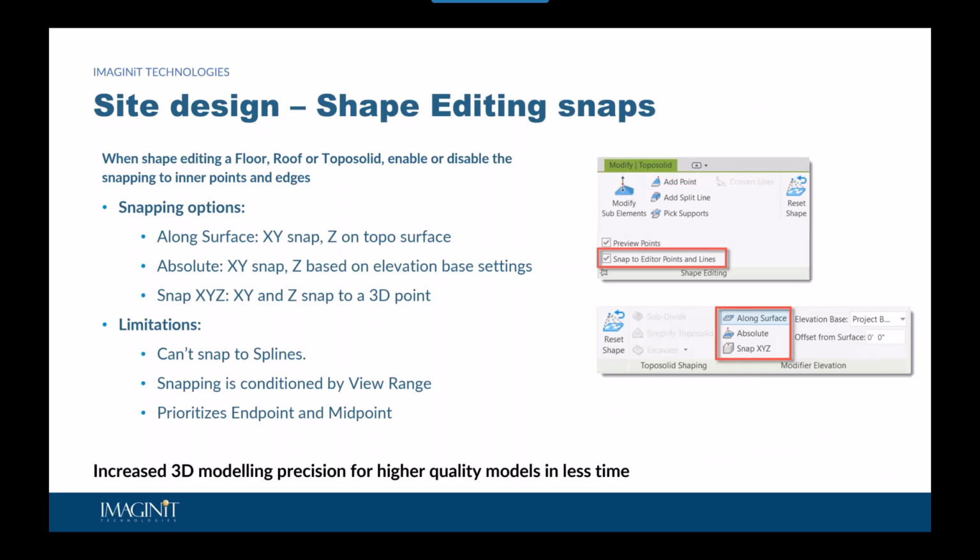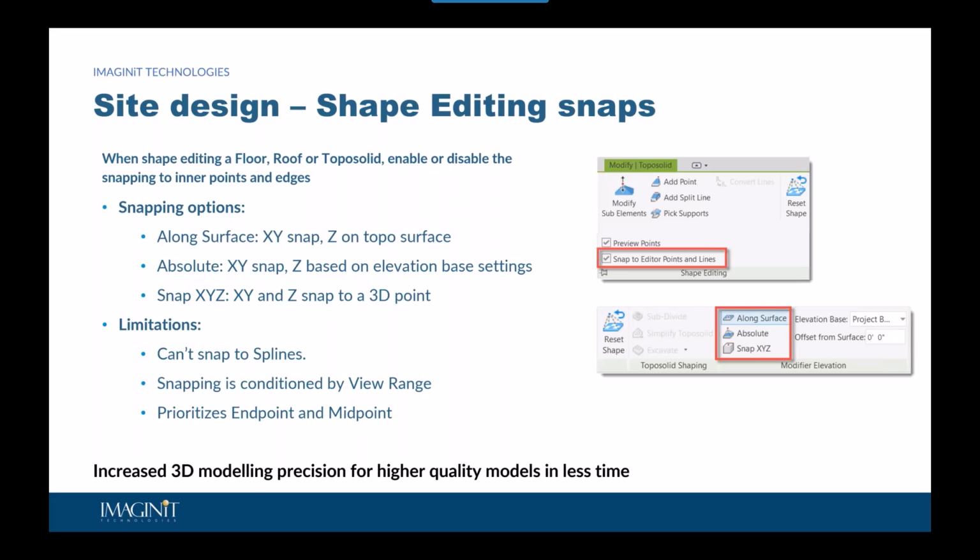Lastly, with the introduction of shape editing snaps, we can now enable or disable the snapping to internal points and edges when in shape editing mode. This option is available when editing floors, roofs, and TopoSolids. This option is cleared by default, meaning the internal points and edges will be ignored.